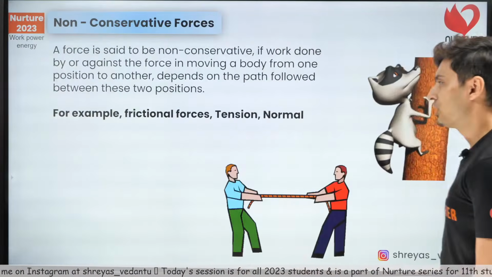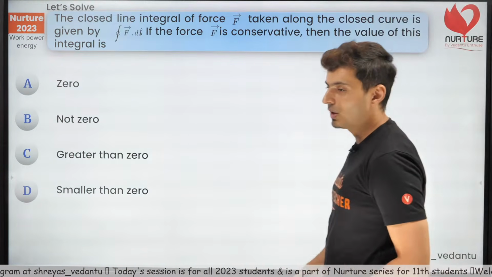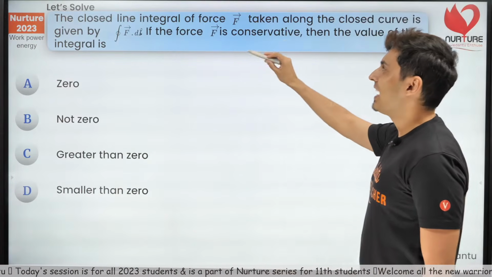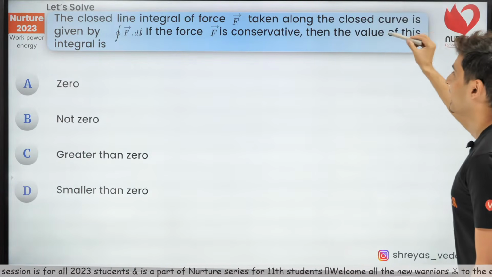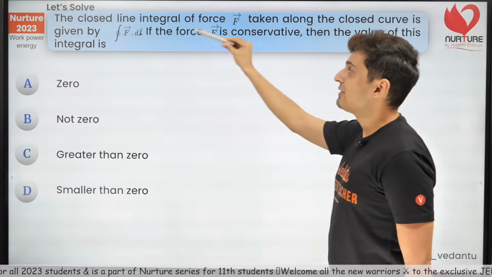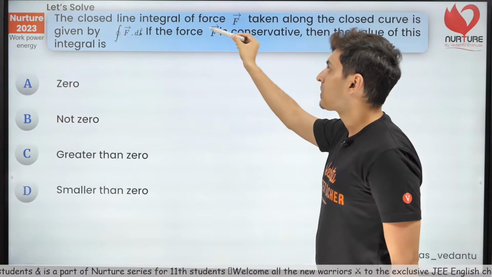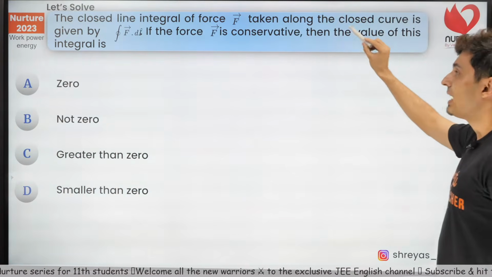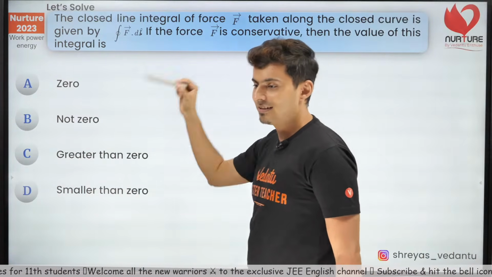Shall we do a question? Let's see whether you get it or not. This will be very interesting. Okay, so the closed line integral of force taken along a closed curve is given by the integral of F dot dl. Then if the force is F and it is conservative, what is the value of this integral? Very interesting.